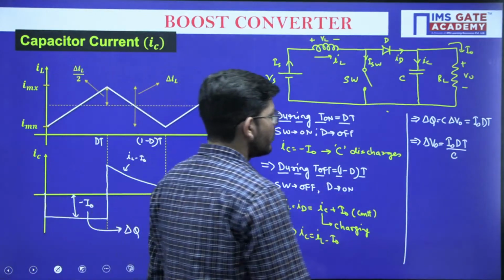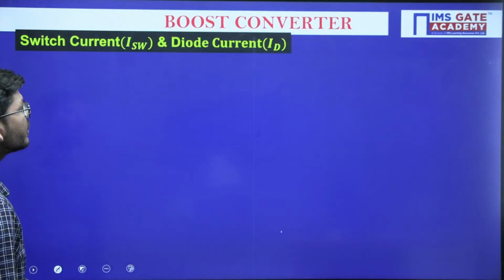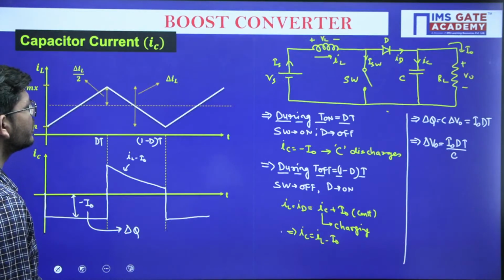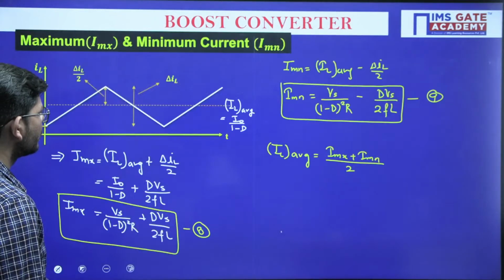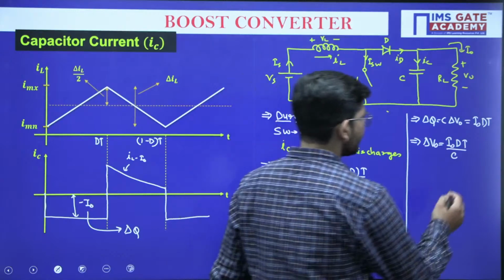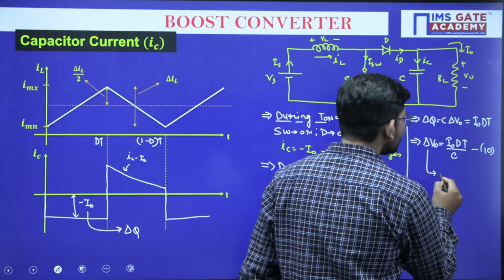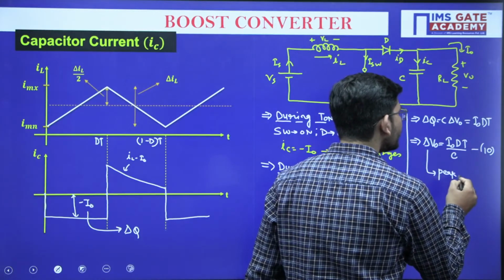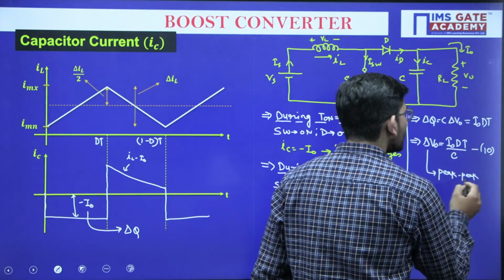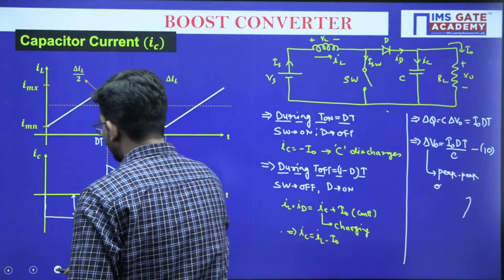What is this del V naught, and which equation number will it be? Equation number 10. Wow, 10 equations we have derived. So this will be my equation number 10. And what does it indicate? It indicates the peak to peak output voltage, or ripple in output voltage. That will be the better thing to write.